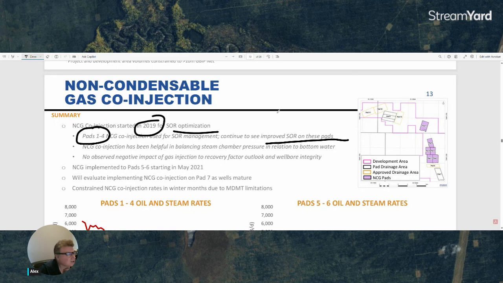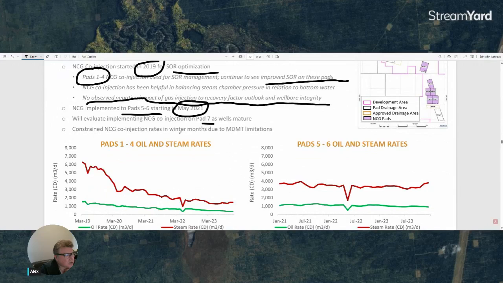Yeah, exactly. So no observed negative impact of gas co-injection to recovery factor outlook and wellbore integrity, so that's good. NCG implemented to pads 5 and 6 starting May 2021. Will evaluate implementing NCG co-injection in pad 7 and constrained NCG co-injection rates in winter months due to MDMT limitations.